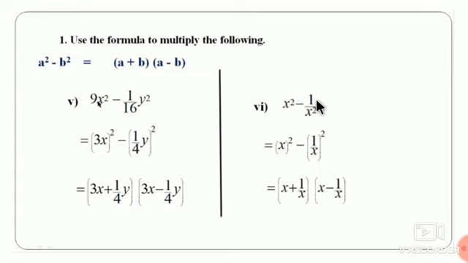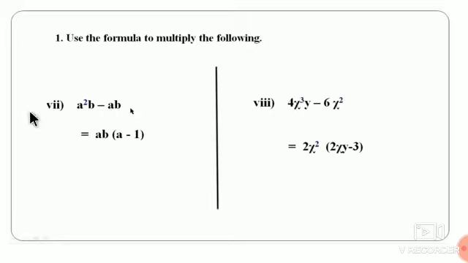X square minus 1 upon x square. Here coefficients are not given. Only at the numerator place a number is given. So in bracket x square minus 1 upon x bracket square. X plus 1 upon x, x minus 1 upon x.